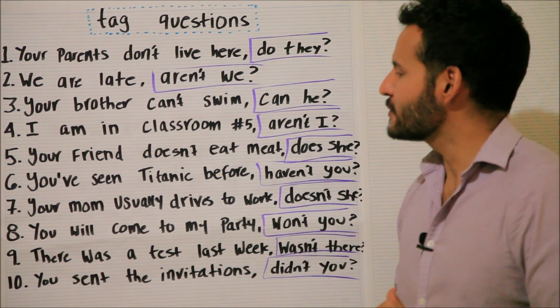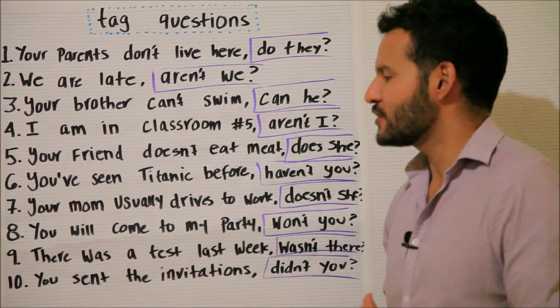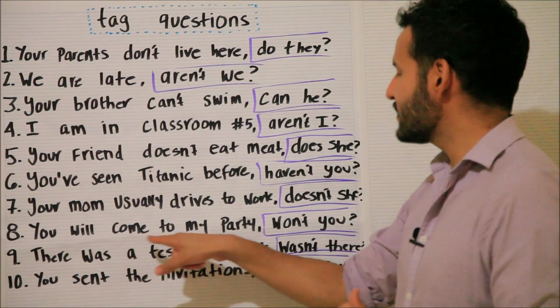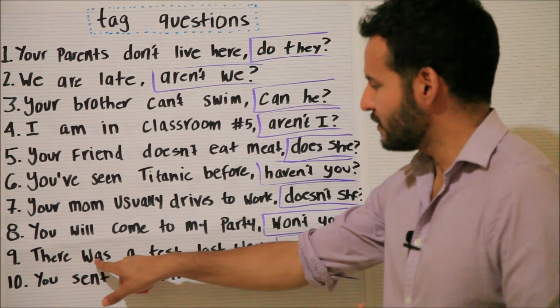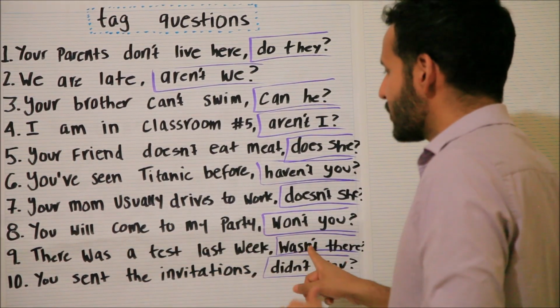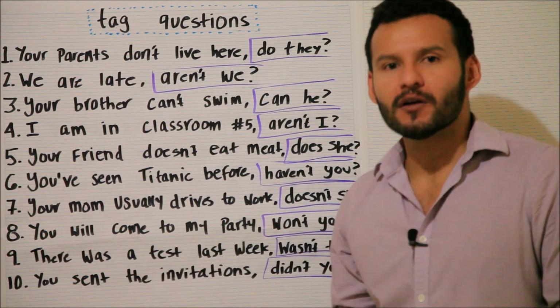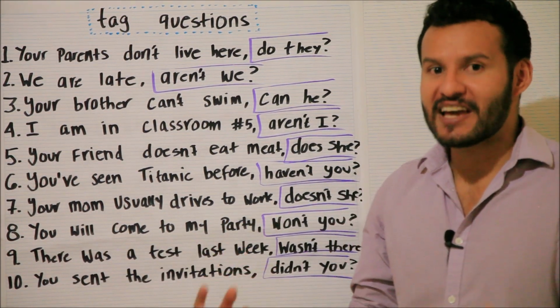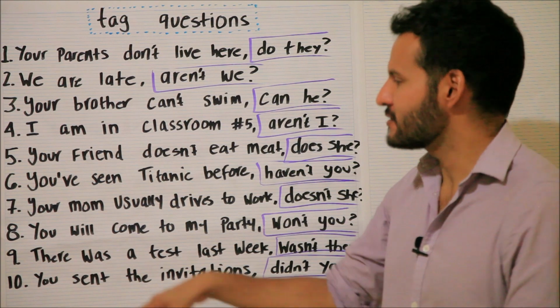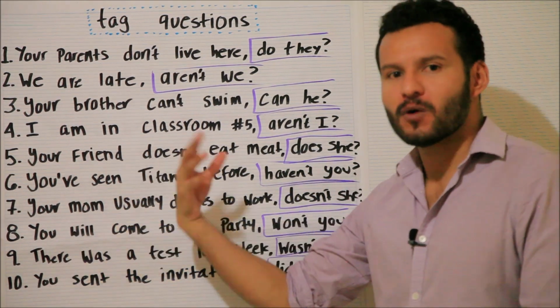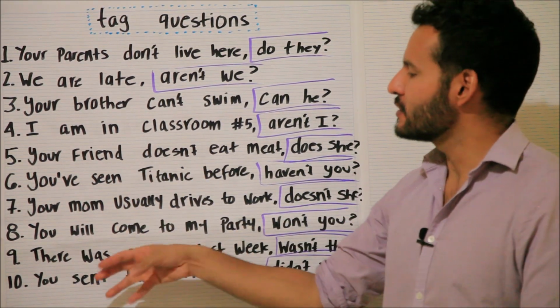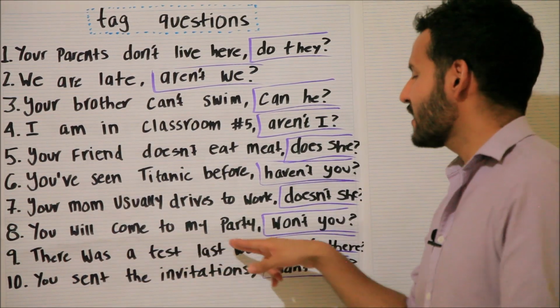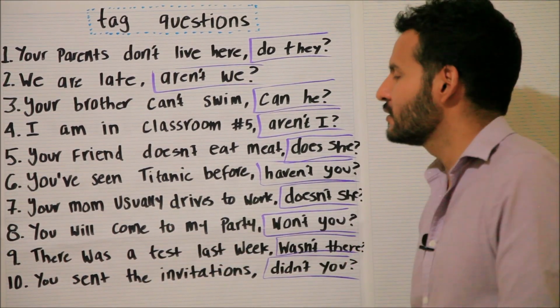And finally, we also have sentence number 9, which has the verb to be. So there was a test last week. We repeat the verb to be in the tag question in the negative form. And remember that we also repeat the word there when the sentence begins with there is, there was, there were, etc. So the tag question here is there was a test last week, wasn't there.